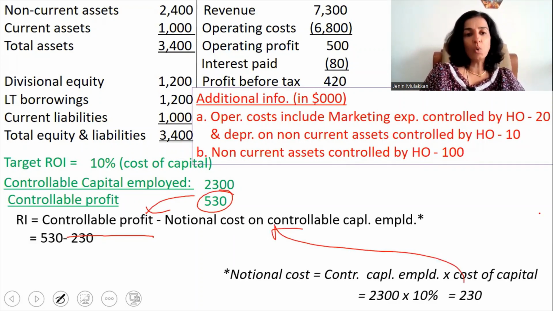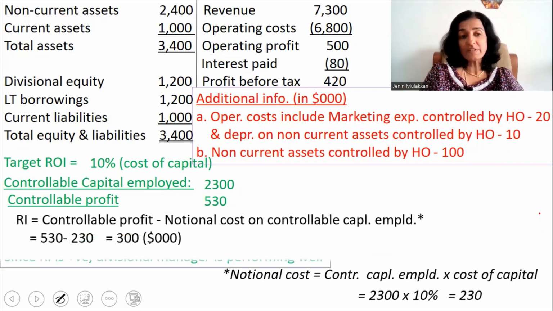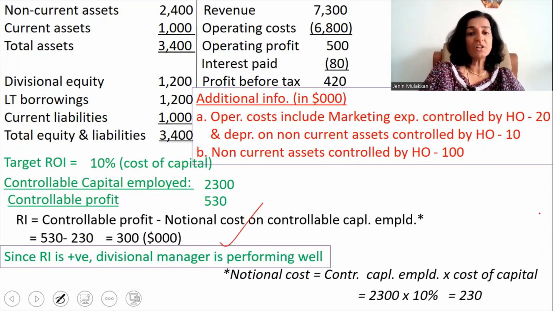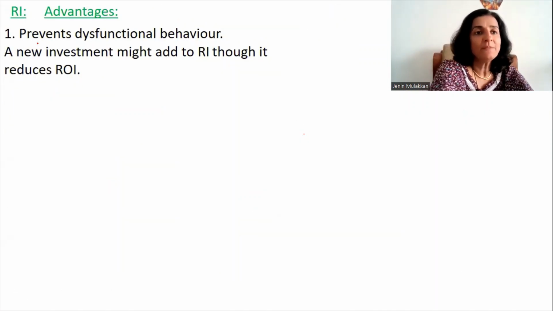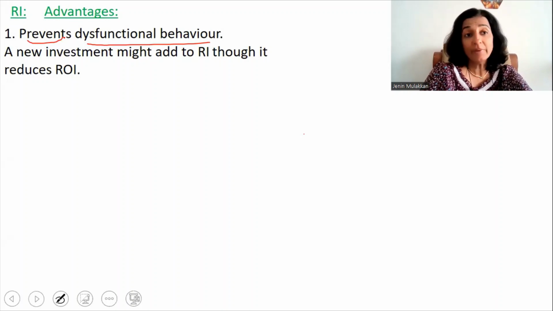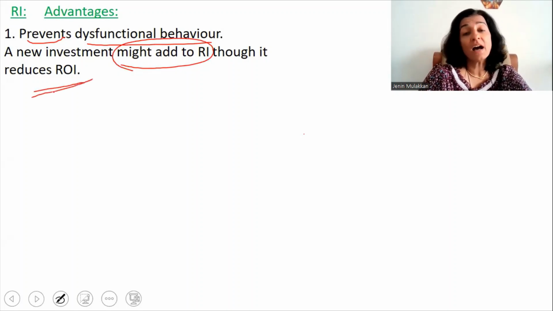So the RI works out to 300. Again, since the RI is positive, the divisional manager is performing well. Now let's move on to the advantages of residual income. The main advantage is it prevents dysfunctional behavior. A new investment might add to the residual income, though it reduces the ROI.